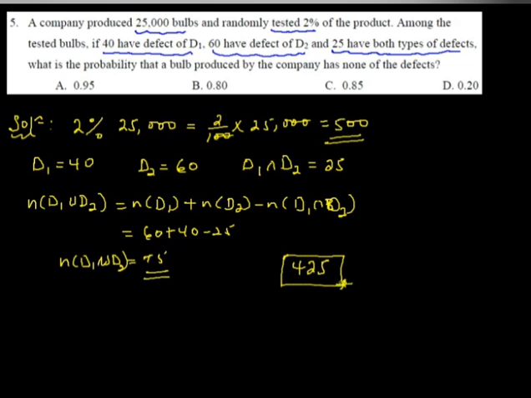So the question is, what is the probability that a bulb produced by the company has none of the defects? Out of 500, 425 are normal. You can simplify this by 5: 85 over 100, which means 0.85. So the probability of obtaining a bulb which is defect free is 0.85. So the answer for this problem is C.